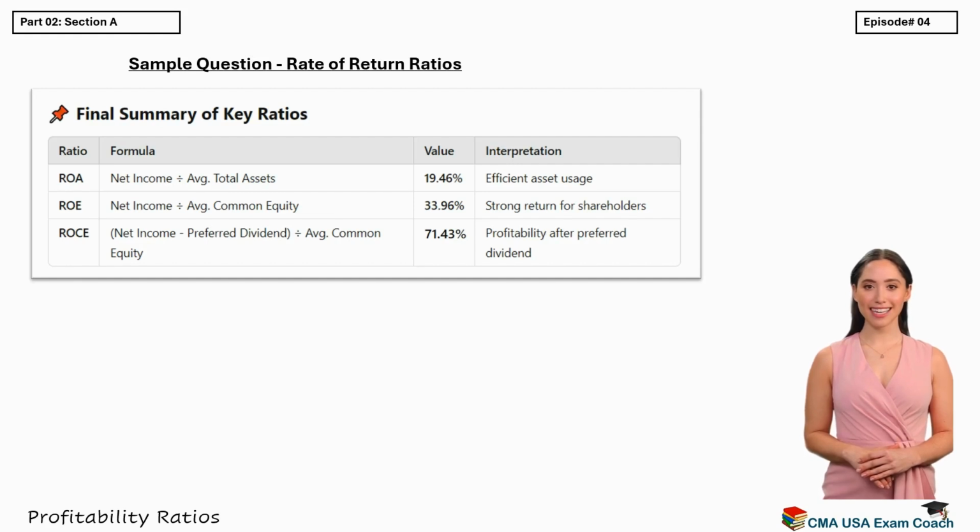Return on common equity is 71.43%. This is an exceptionally high return from the perspective of common shareholders. It means that after paying preferred dividends, the company is delivering a very strong return to ordinary investors. It reflects highly effective use of common shareholders' capital to generate profit. Overall, these ratios suggest the company is financially healthy, efficient in operations, and delivering excellent value to its shareholders.